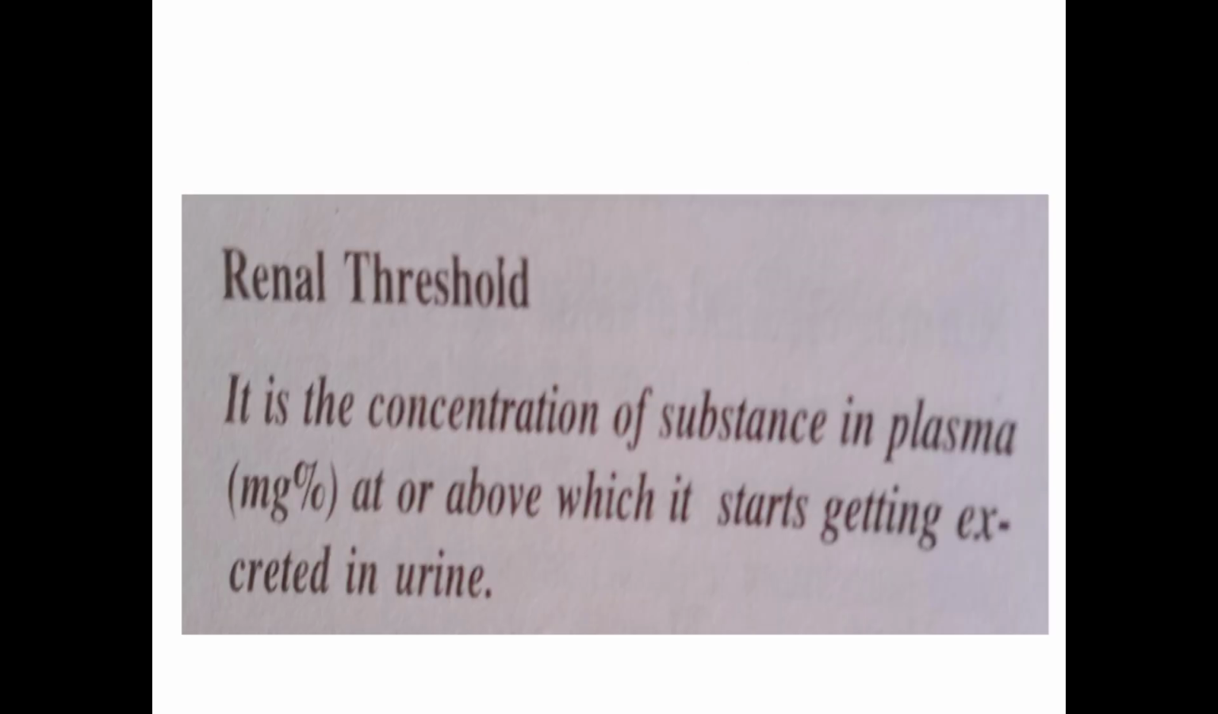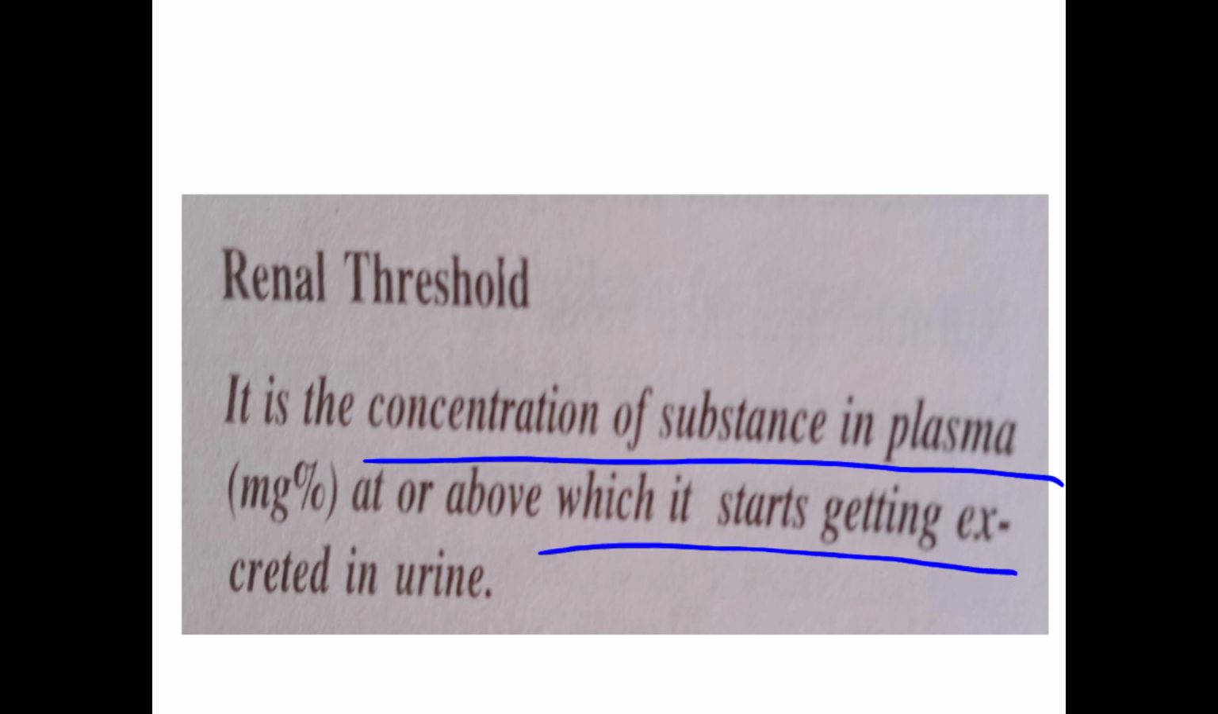First we will see the tubular secretion. For that we have to see what renal threshold is. Renal threshold is the concentration of a substance in plasma at or above which it starts getting excreted in urine.